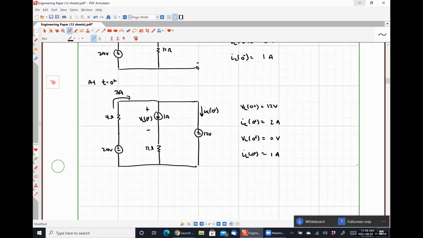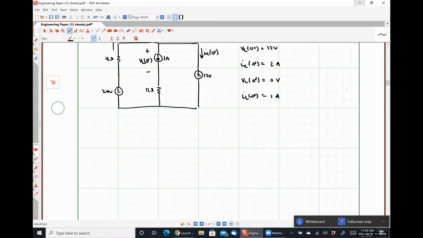All right, so our circuit analysis for t is equal to 0 appears to be finished. Everybody okay with the answers that we have got? All right. So now let's look at what's going on at t is equal to infinity.